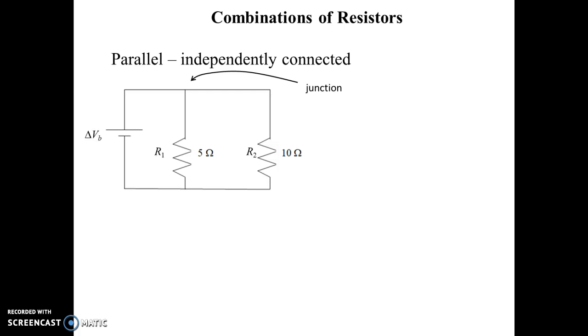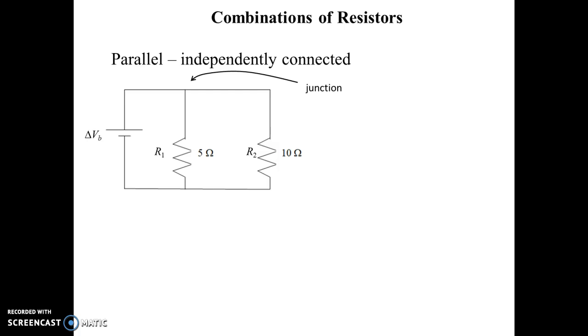And then we're going to label up our circuit. We'll call delta VB the battery voltage, R1 is the 5 ohm, and R2 is the 10 ohm resistor, just like before. And now we start to look for patterns. First I want you to look at your voltages. Look at delta VB, delta V5, and delta V10.